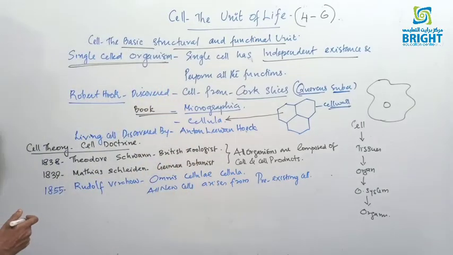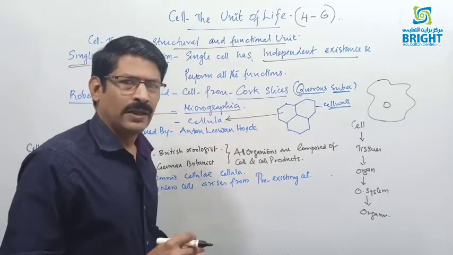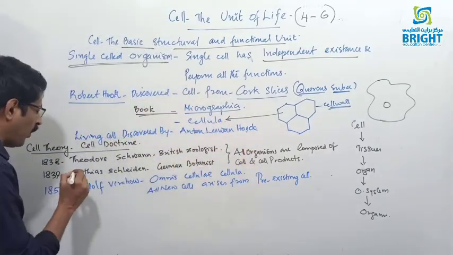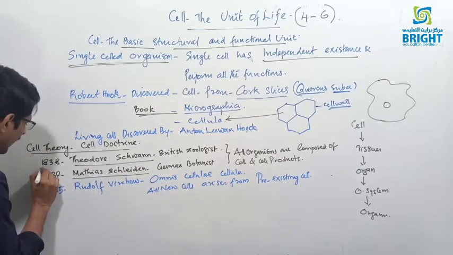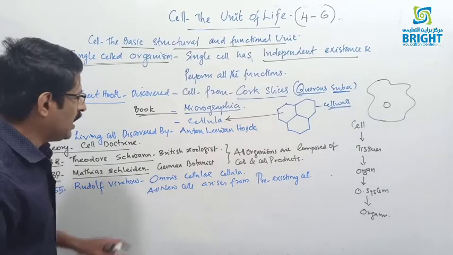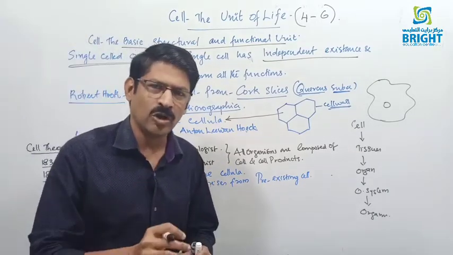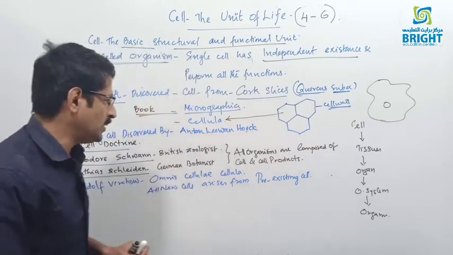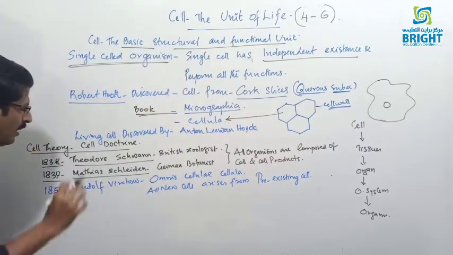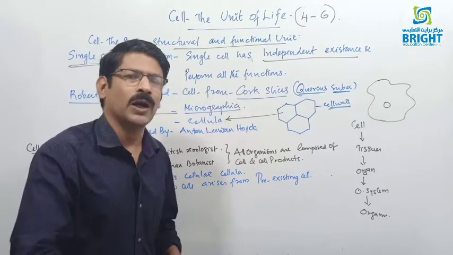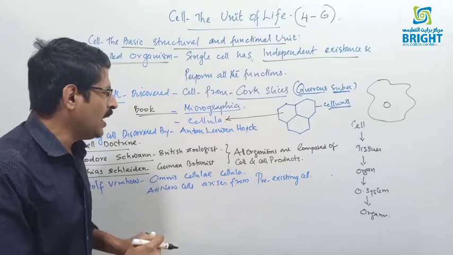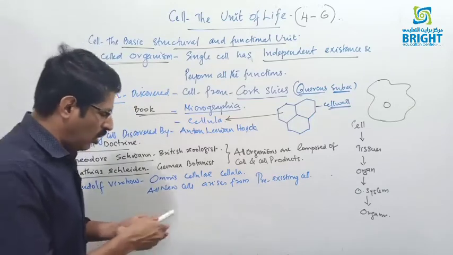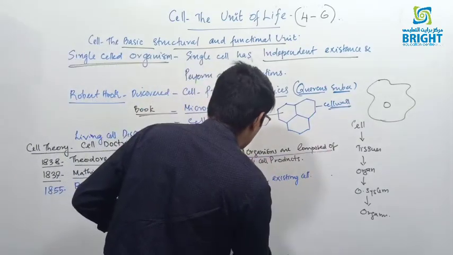And the next important topic is cell doctrine or cell theory. What is cell theory? Cell theory was proposed by two scientists, Theodor Schwann and Matthias Schleiden. In 1838, Theodor Schwann, a British zoologist, and in 1839, Matthias Schleiden, a German botanist, conducted experiments and studies on plant and animal bodies, and they concluded that all organisms are composed of cells and cell products.